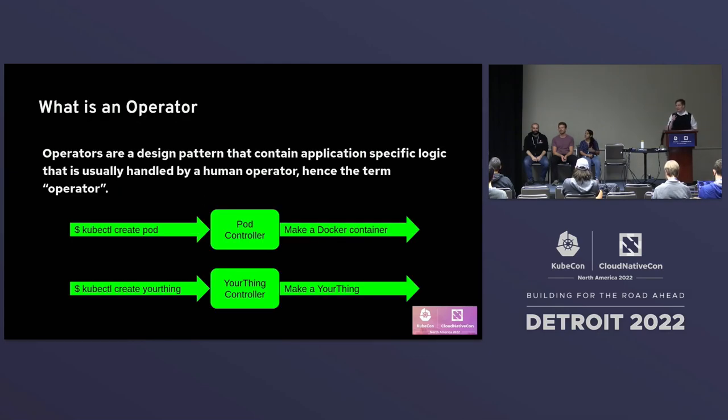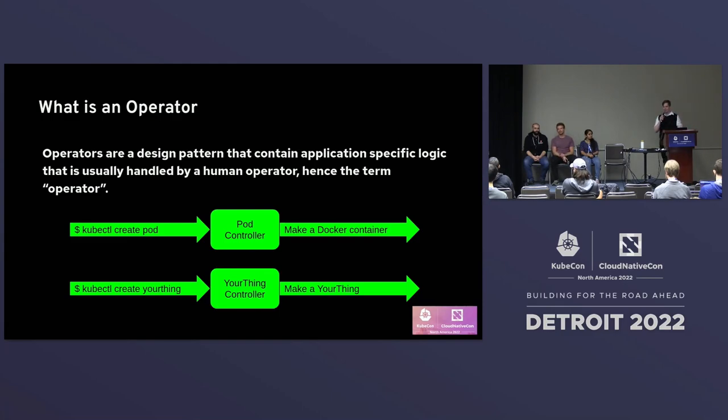An operator is a design pattern for deploying software on top of Kubernetes. Rather than statically deploying your software by writing a pod spec and running that on top of a Kubernetes cluster, what if we taught Kubernetes how to make your thing by extending the API? And then we would provision and interact with those resources the same way we interact with the normal Kubernetes core resource types. So I'm sure we're all familiar with kubectl create.